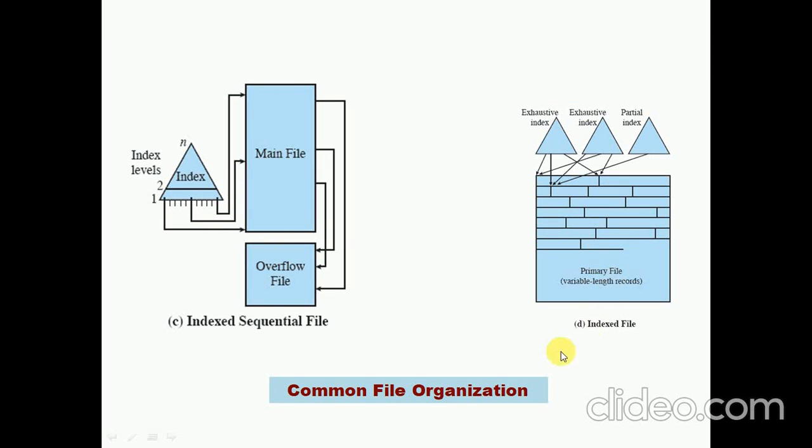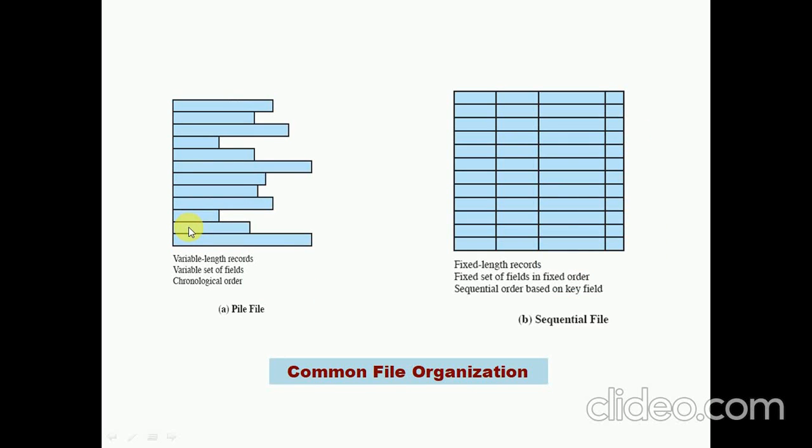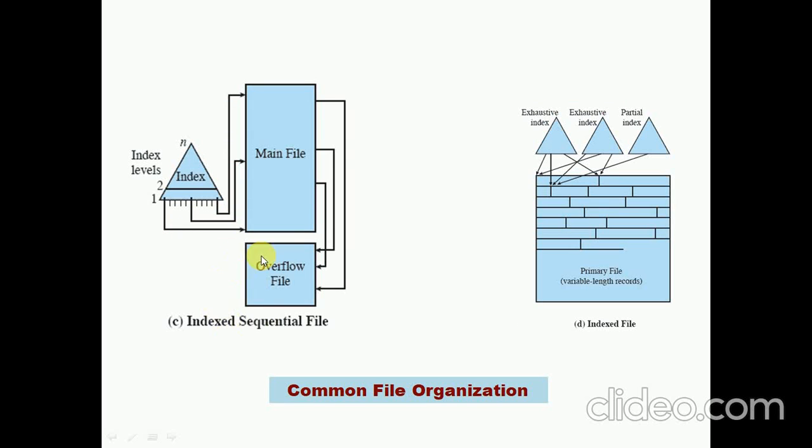Then there are the indexed sequential file and the indexed file. In the indexed sequential file, compared to the pile and sequential file, we have one new concept called an overflow file, which helps the system optimize its own performance. The next one is called indexed files. These are the diagrammatic representations of the various file organizations we are going to study in this presentation.